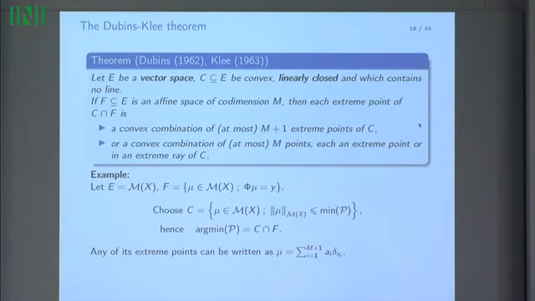Then I apply Dubins and Klee's theorem, and I can say any of its extreme points can be written as a sum of m plus 1 extreme points of C, which I know to be the Dirac masses. So why do I have to pay a plus 1 here, whereas I know that I only need m Dirac masses? It's because the Dubins and Klee theorem can really handle any configuration between C and F, the affine space.